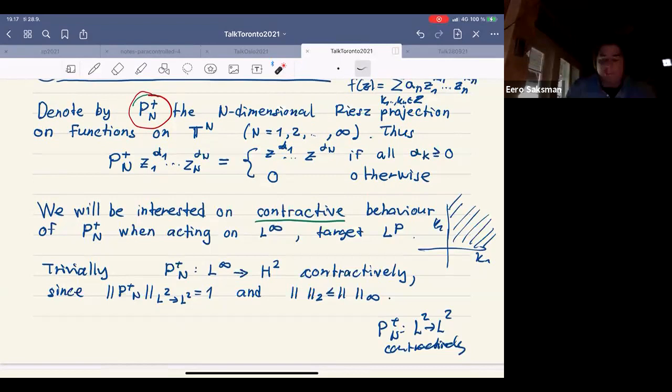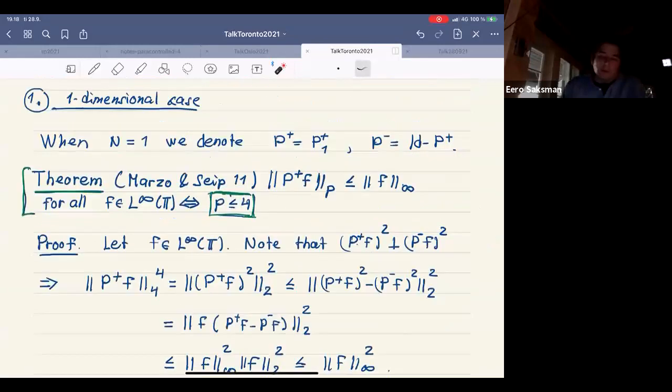So let's look first at the 1 dimension. In 1 dimension, I did the Riesz projection by P plus, and P minus is then the remaining projection, identity minus P plus.